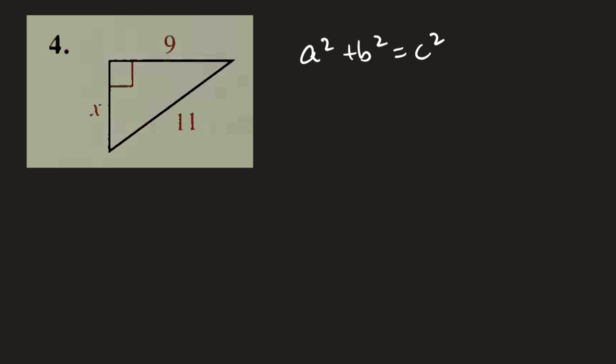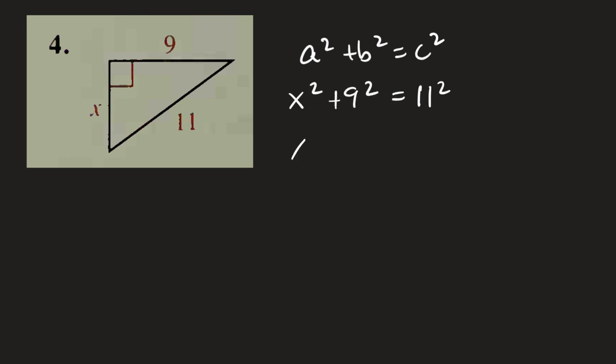Every time, I'm putting in that hypotenuse first. In this case, it's 11. It's always opposite the right angle. So 11 squared. And the legs, it doesn't matter. Let's call the first side x. That'll be a. And the other one has to be 9. So plus 9 squared.